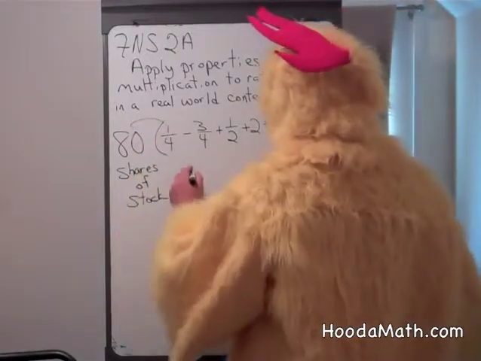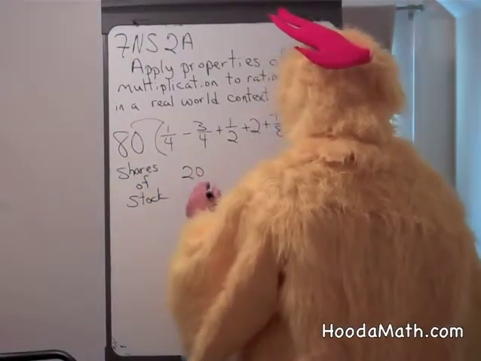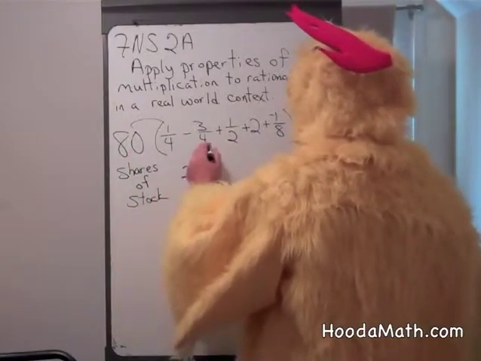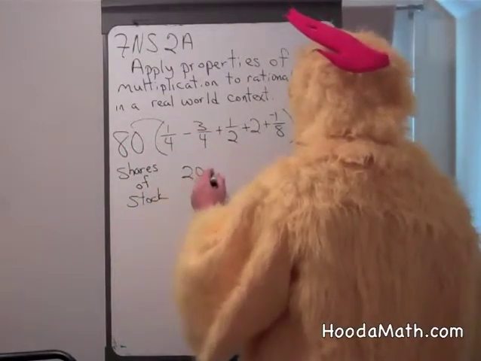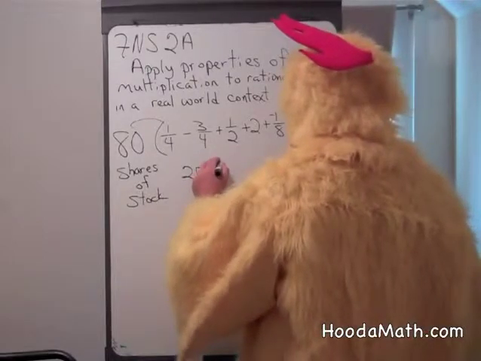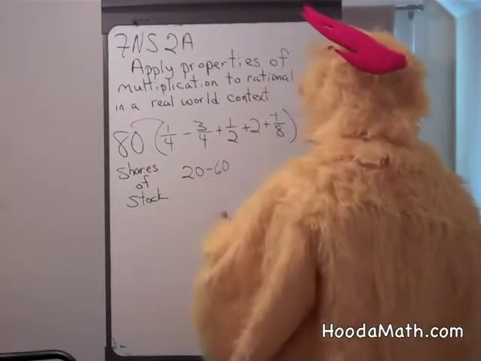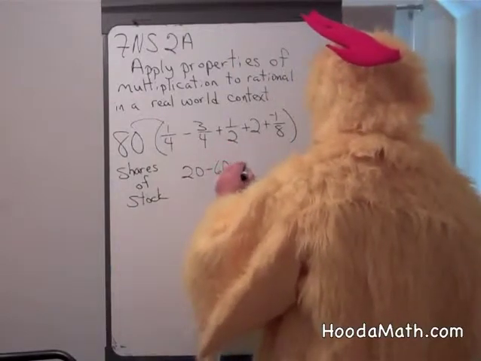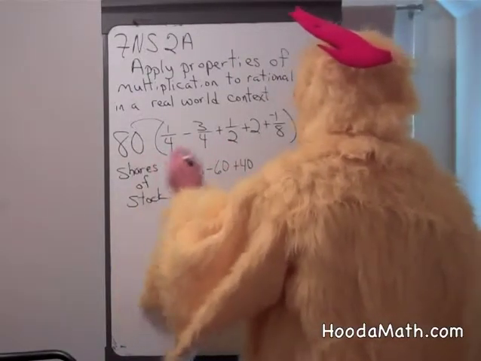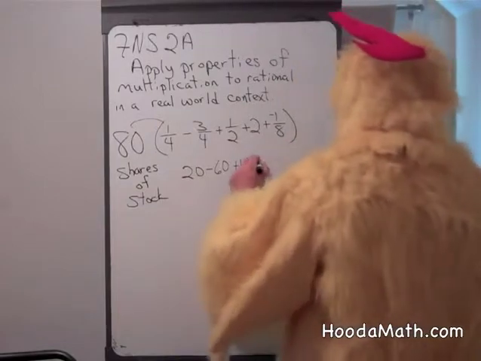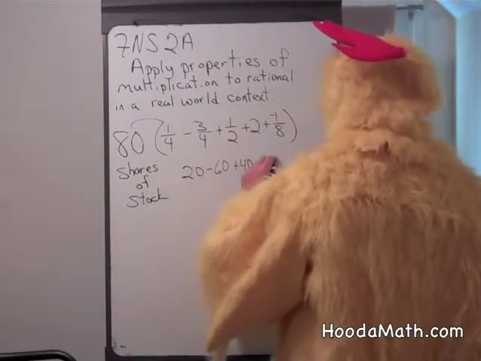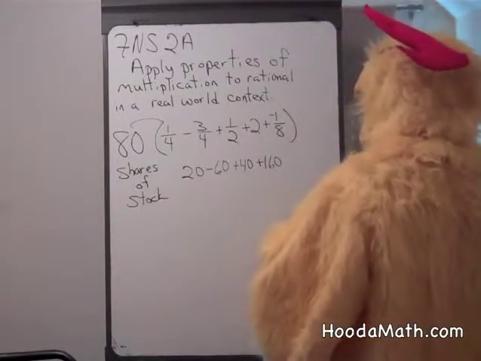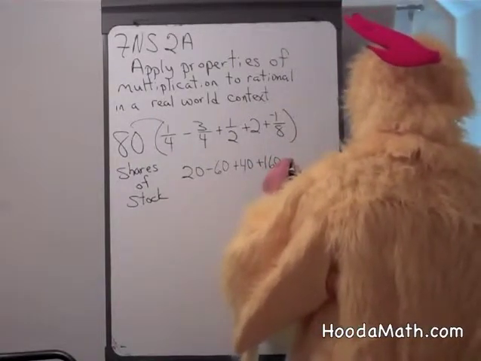80 times 1/4 is 20, minus 80 times 3/4 is 60, minus 60. 80 times 1/2 is 40. 80 times 2 is 160. And 80 times negative 1/8 is negative 10.